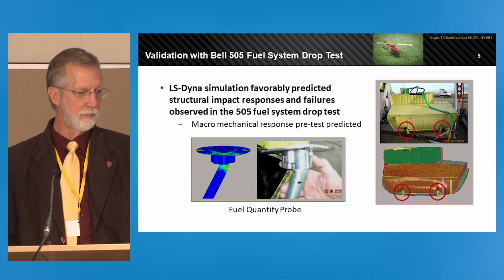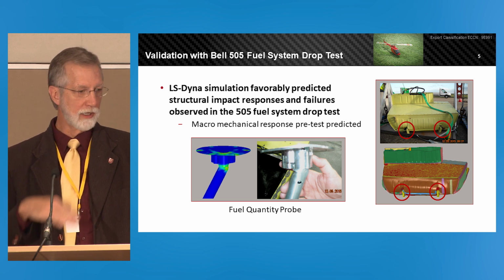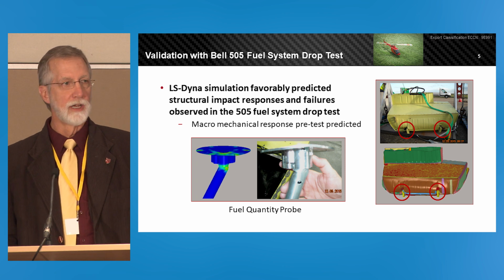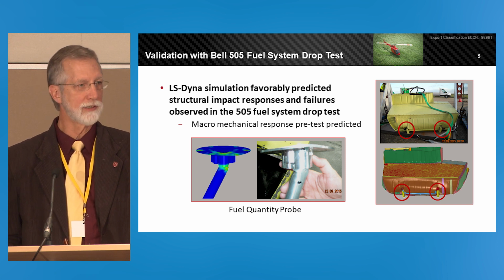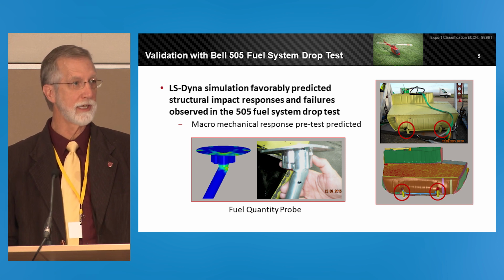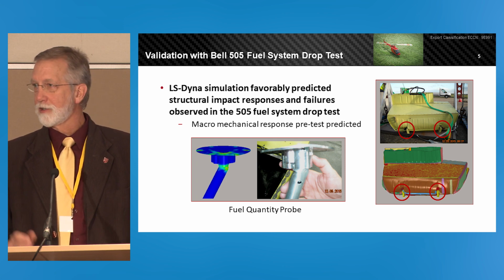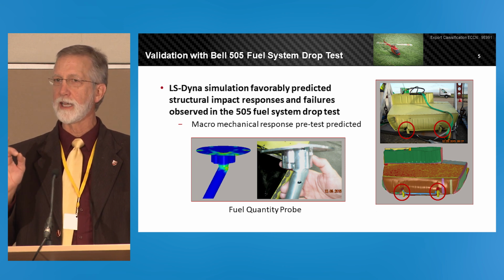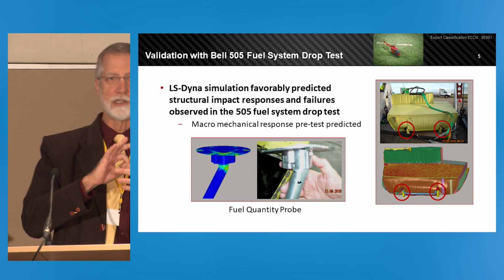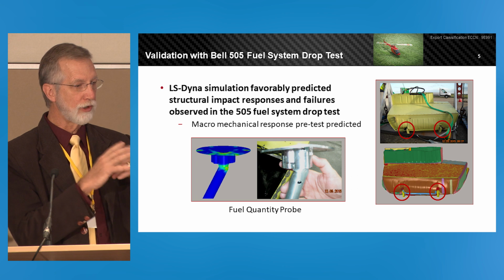The fuel quantity probe buckled, and it caused deformation of the flange. Everything you're looking at is about whether there is any potential risk of leakage. That's the biggest thing you're looking for in a fuel system drop test. You're looking at this as a chain, a system, like the weakest link in the chain. If that fails, your whole system fails.